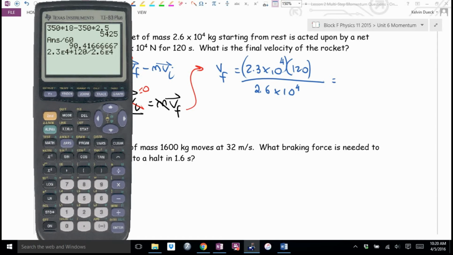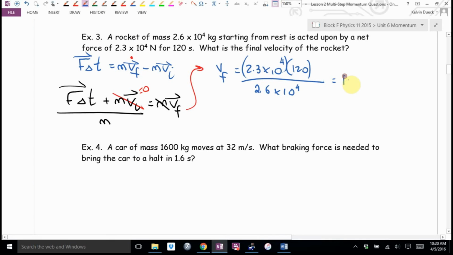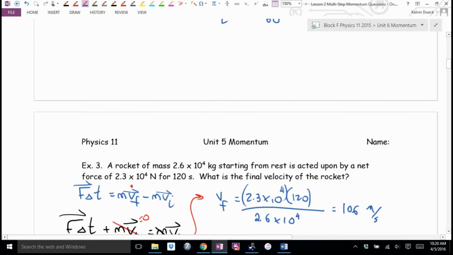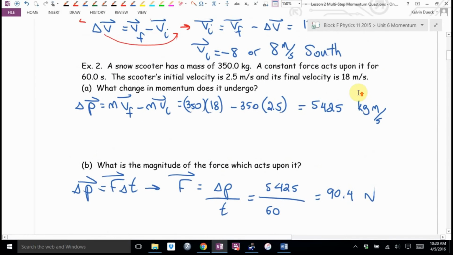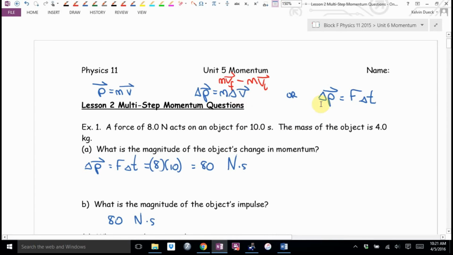Again, you want to get comfy with scientific notation. And I get V final of 106, is that right? Point blah blah, I'll go 106 meters per second. Again, I would argue I didn't do anything really new there. I took impulse equals impulse, as opposed to impulse equaling one of the equations. I let these two equations equal each other since they both equal impulse.